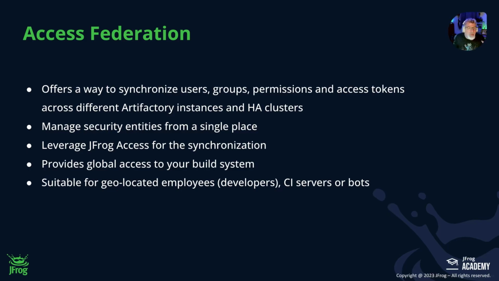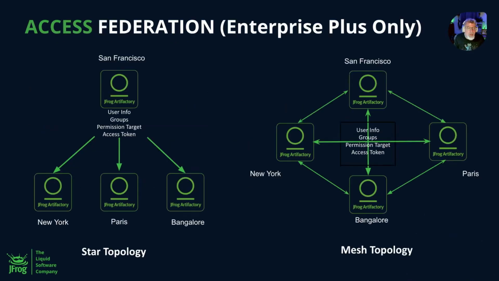It also allows global access controls, even down to the edge nodes, and it's very suitable for very large organizations or geographically dispersed organizations, or things like CI tooling. And it can be set up in two different ways. You can either have a star-based topology, meaning you have a centralized location that dictates all the access controls to all the other locations, or you can have a mesh topology, where no matter where you are, the users, groups, and permissions are all synchronized across all the entities themselves.